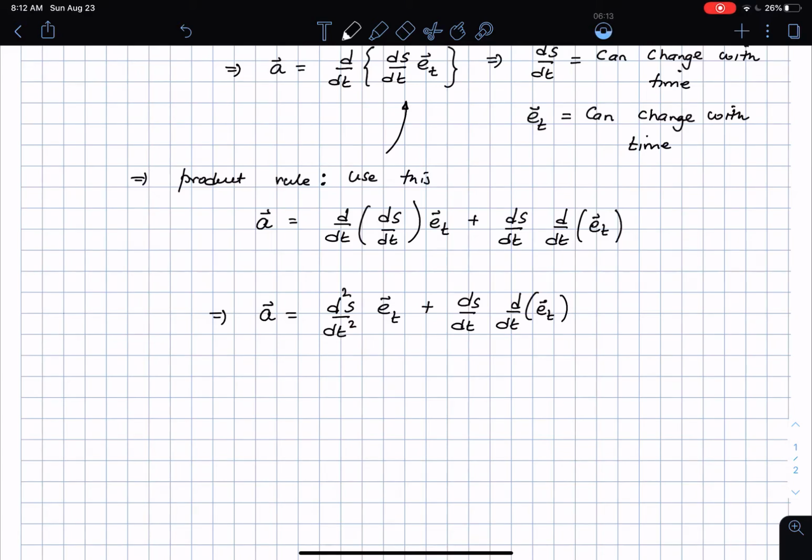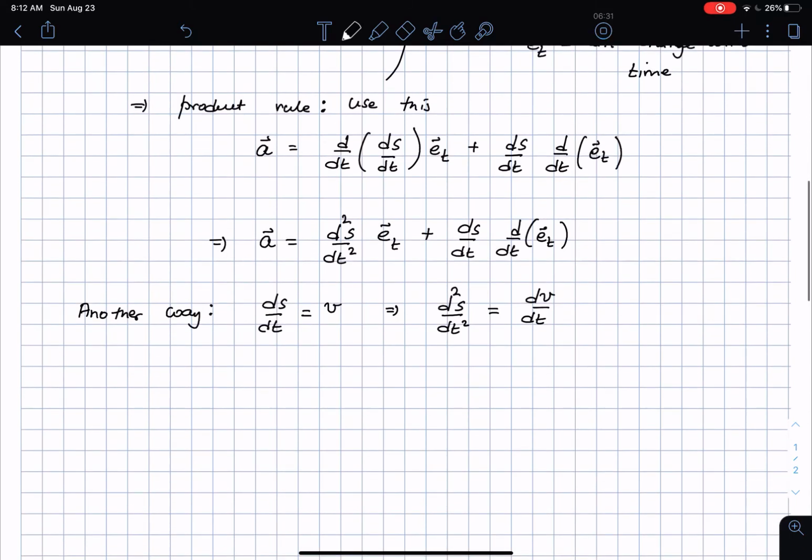Okay, this is one way of writing the acceleration vector. So another way: ds by dt is equal to v, which means that d squared s by dt squared is the differentiation of the speed, the rate of change of the speed, right? Which means that the acceleration vector A can be written as dv by dt times e_t plus v times d by dt of e_t. Okay, this is another way of writing the acceleration vector.